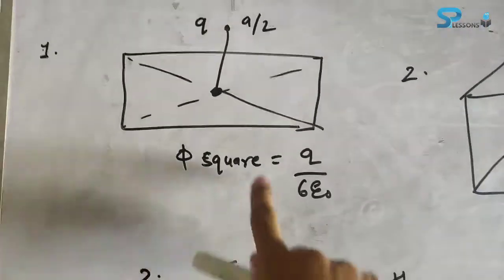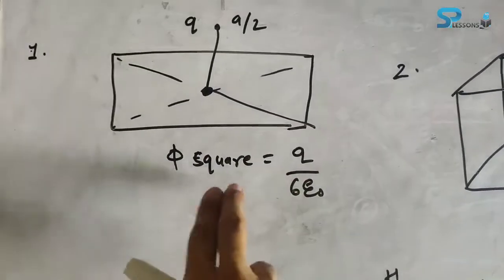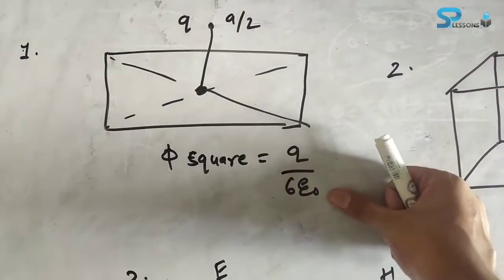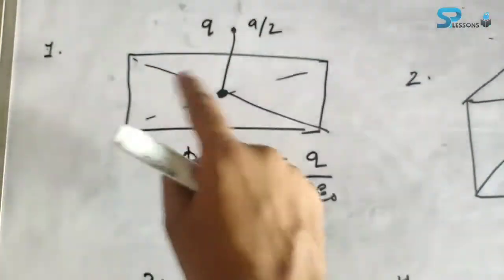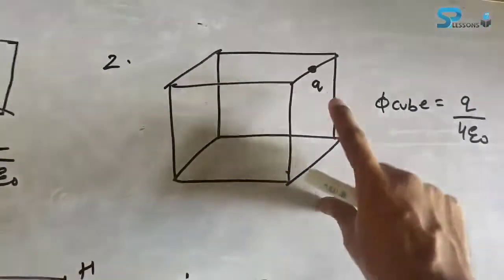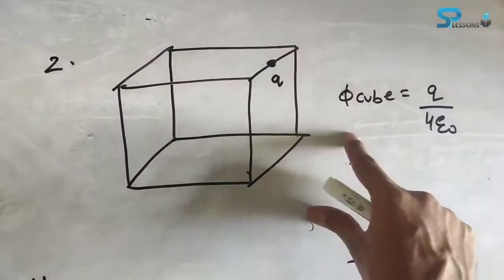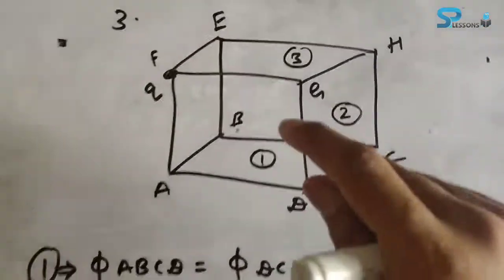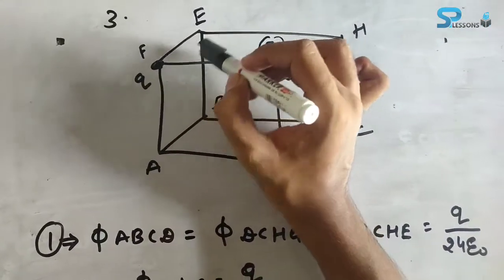Now next trick: when the charge is present at distance a by 2 from a square like this, the flux passing through the square equals q upon 6 epsilon naught, because to enclose this charge 6 faces will be required, just like making a cube. Second, when the charge is present in a cube like this, the phi cube equals q upon 4 epsilon naught. And the most important case is when the charge q is present on the edge of a cube.